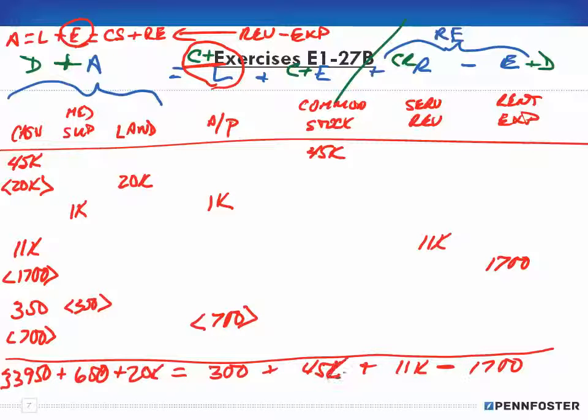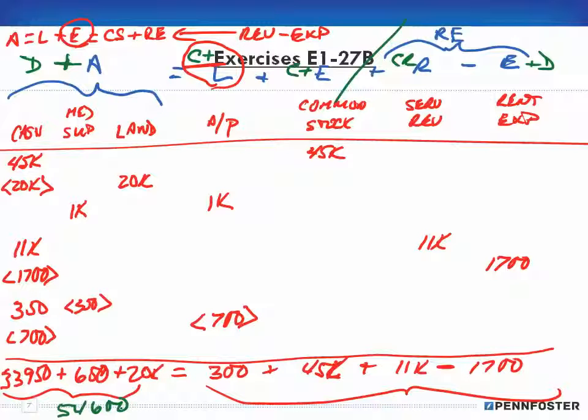And if you add those all together, they should all equal the same amounts. 33,950 plus 650 plus 20,000 is equal to 54,600. And if I take 300 plus 45,000 plus 11,000 minus 1,700, I end up with the same thing, 54,600. So my debits equal my credits.